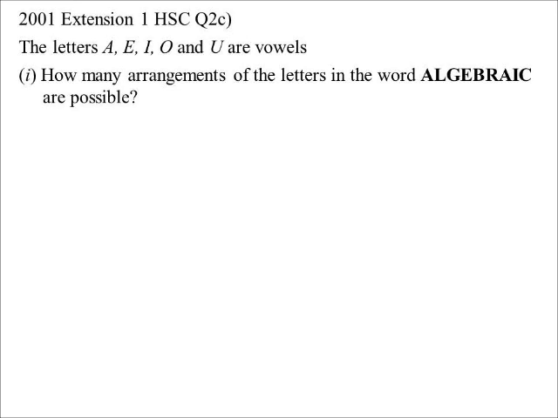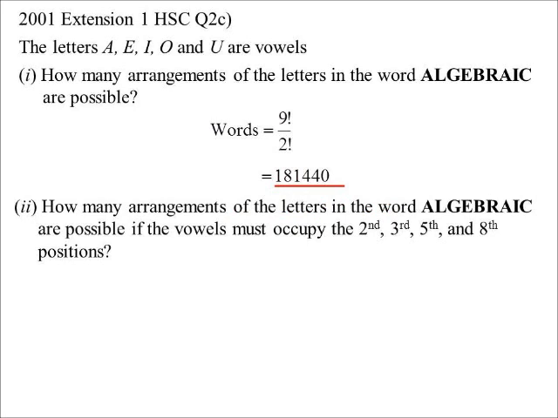How many arrangements of the letters in the word algebraic are possible? Well, there's 9 letters, but there's 2 A's in there, so we'll divide by 2 factorial. So 181,440. But how many arrangements are there if the vowels have to occupy the second, the third, the fifth, and the eighth position? So we look after our restrictions first.